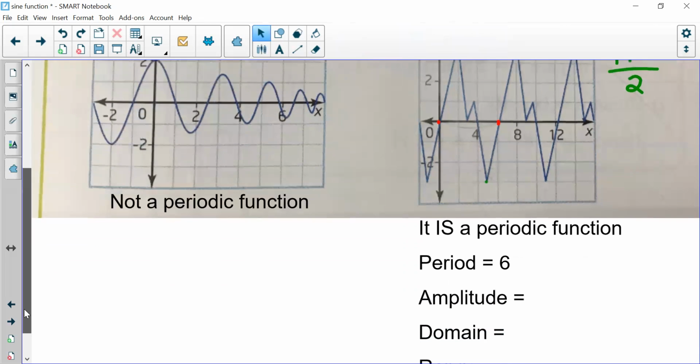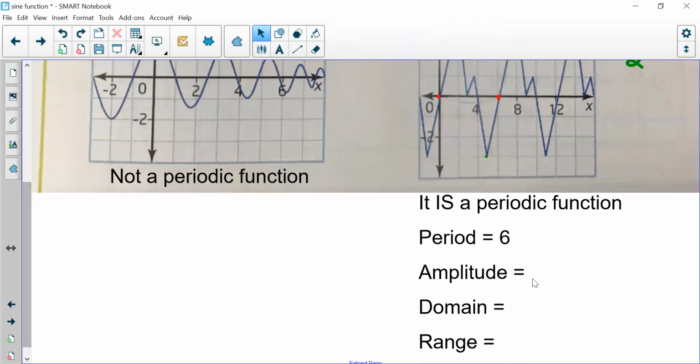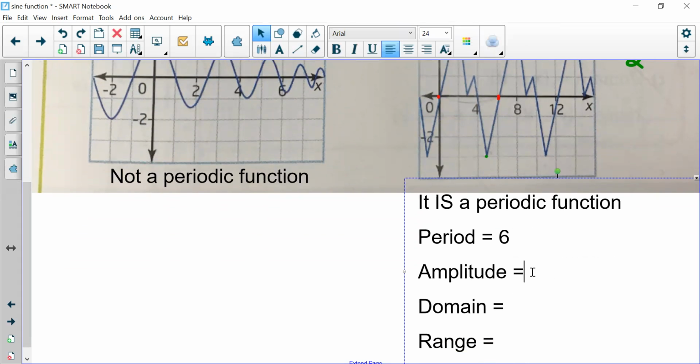Perfect. 4 plus negative 3 is positive 1, divided by 2 is 1/2. Oh, that's not what I wanted to happen. Amplitude is 1/2.